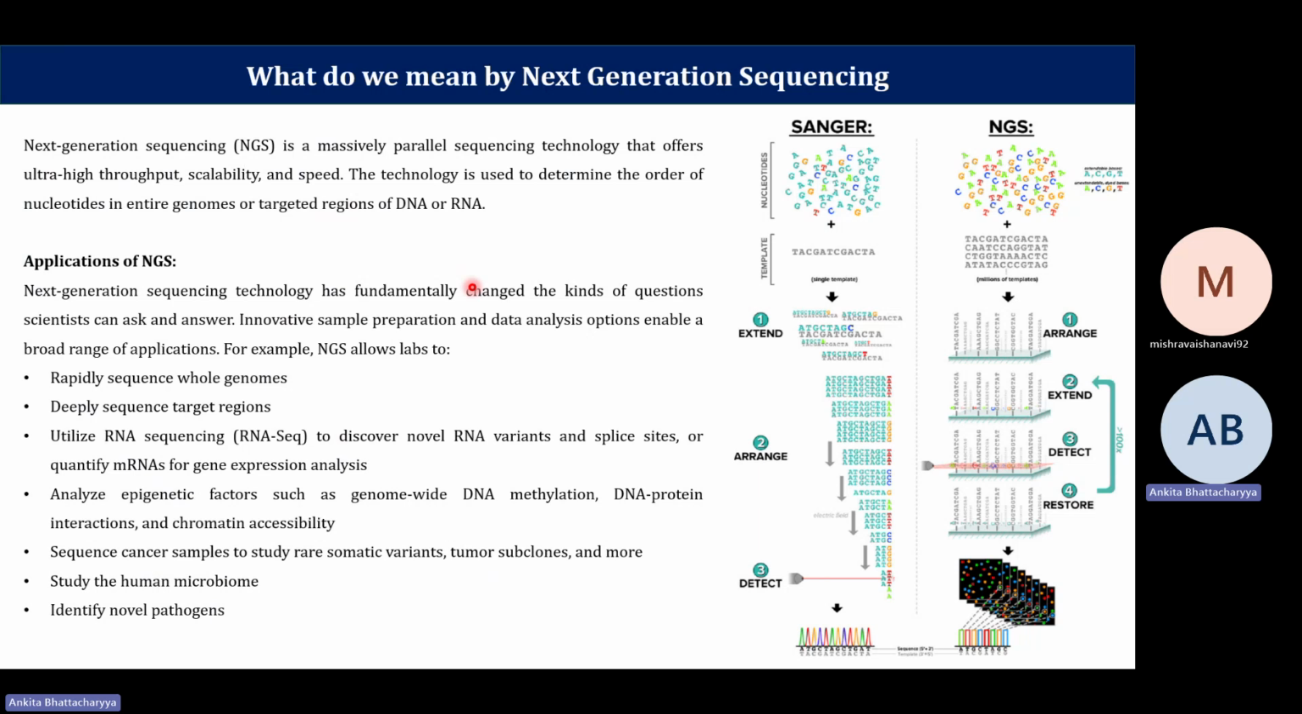So the question that I'm starting off with is, what do we mean by next generation sequencing, or NGS, as you might very commonly have heard of it? NGS is a massively parallel sequencing technology which offers you ultra high throughput, scalability, and speed. The technology is used to determine the order of nucleotides in entire genomes, or some targeted or specific regions of DNA or RNA. So the starting sample that you provide to any service provider, any company, is either your DNA sample or your RNA sample, which you ship to them.